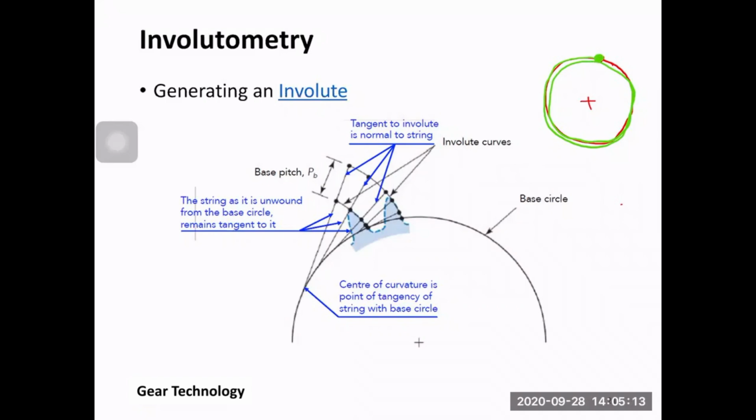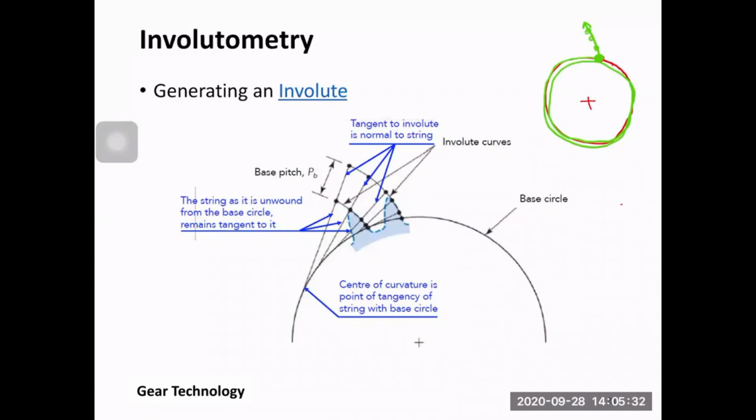You keep it taut, right? And then you just try to unwind the string in this direction. Keep it taut, and then try to unwind. This point here is going to follow what's called an involute curve, and this is what is shown here.